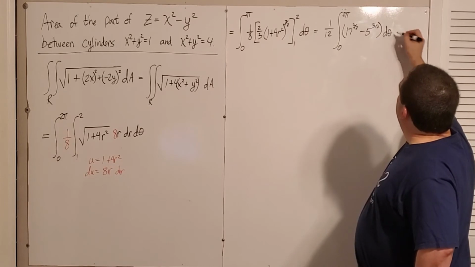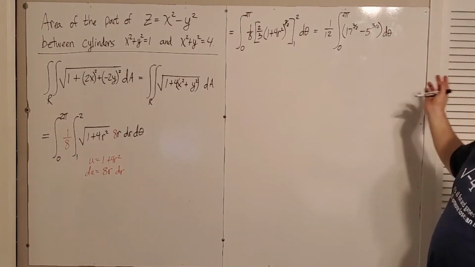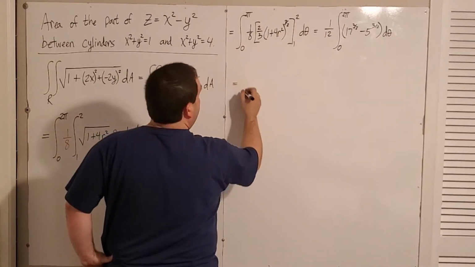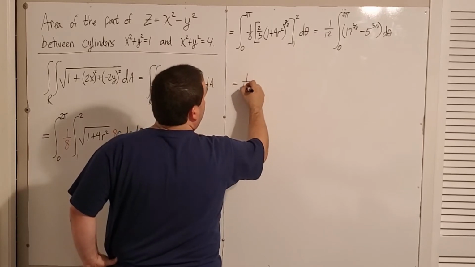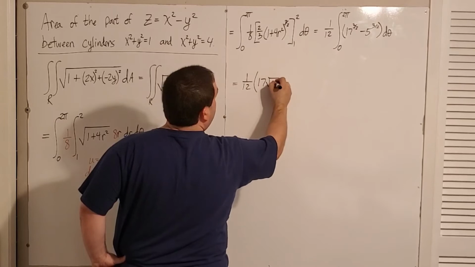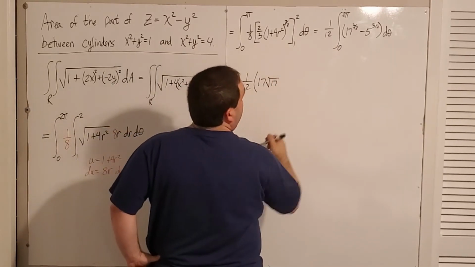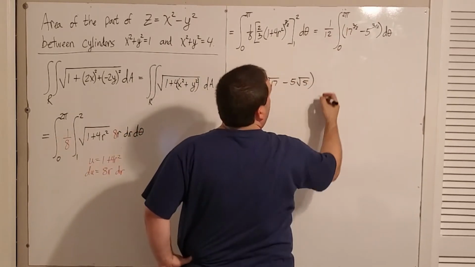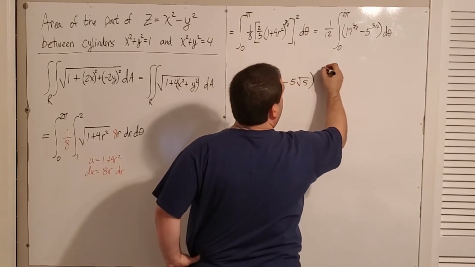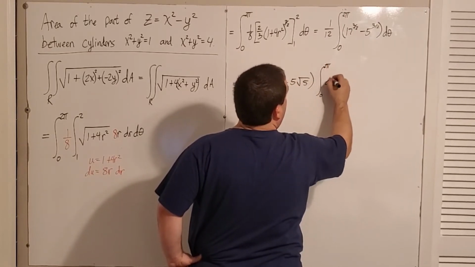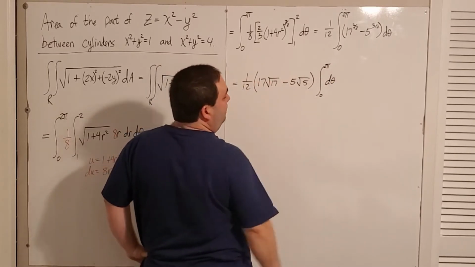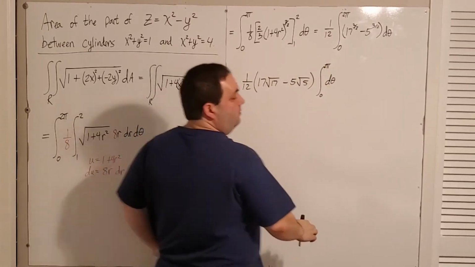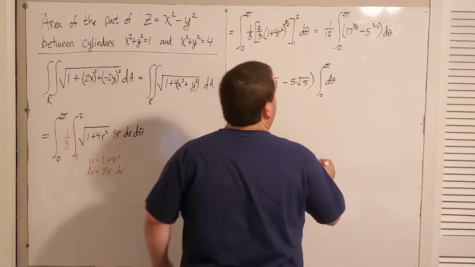And that's d theta. But again, those are just values. I can really just factor all of that out. And let me simplify it a little bit too. 17 to the 3 halves is just 17 square root of 17. And 5 to the 3 halves is just 5 square root of 5. And then I've got my integral from 0 to 2 pi d theta. But we've done that one several times. It's just theta evaluated from 2 pi to 0, which is just going to give me 2 pi.